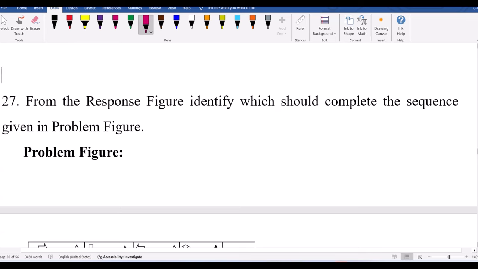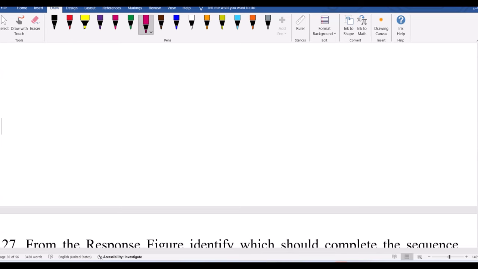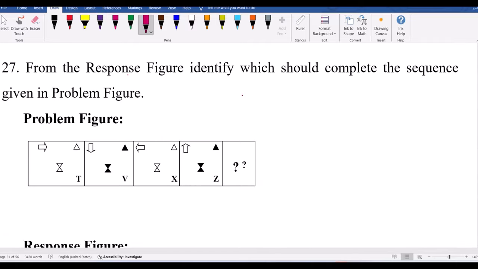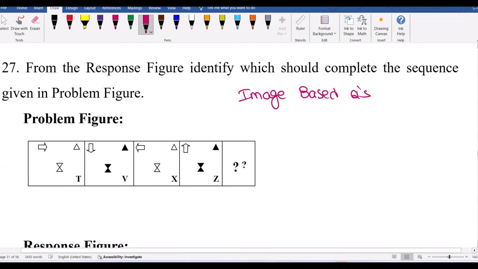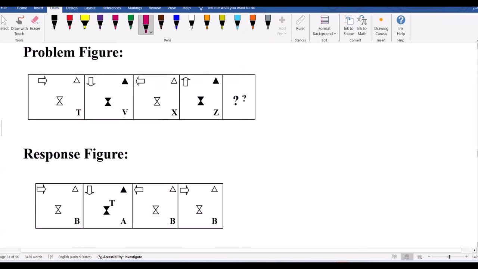Now, fine, okay. Image-based question, abstract reasoning. In abstract reasoning, they'll ask image-based questions. Diagram-based questions or image-based questions also they're asking. Now, see these image-based questions here.